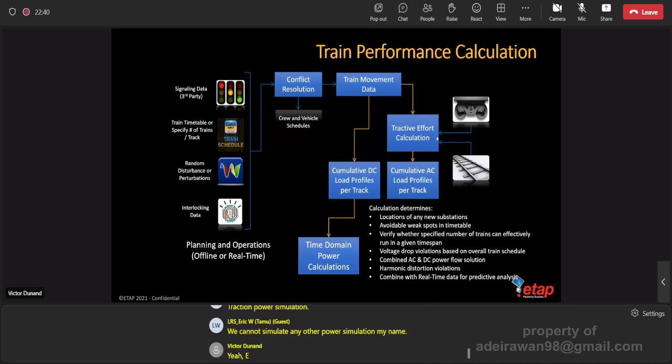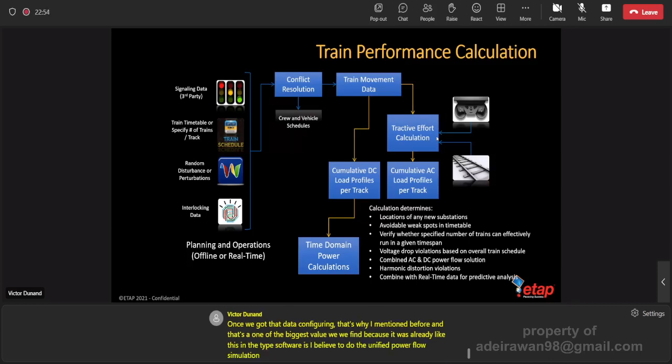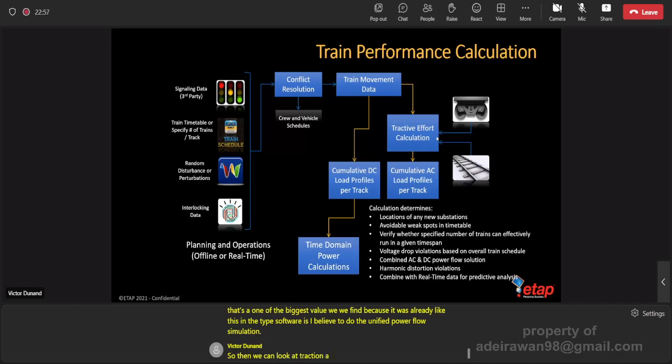Yes. So from us, once we have that data configured in, that's what I mentioned before, and that's one of the biggest values we find, because it was already like this in the ETAP software, is the ability to do the unified power flow simulation. So then we can look at traction, AC, and DC, and we can also look at the controlling as well.